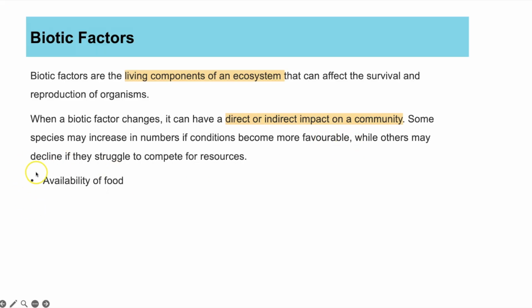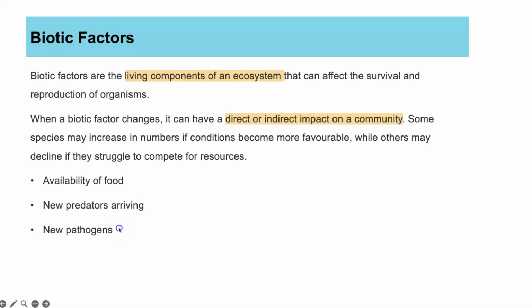So the sorts of things to consider are the availability of food, because food is always a biotic factor, because whether you eat plants or animals, those are living things. New predators arriving can impact whether the prey are going to survive or not.